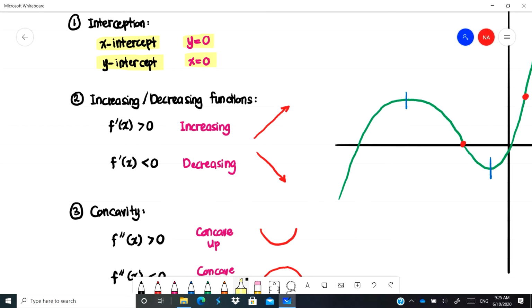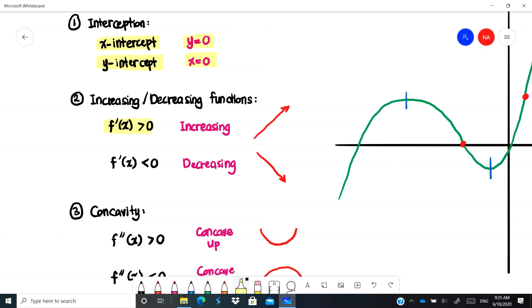Next, we're going to look at the slope of the function, whether it is increasing or decreasing. If f prime of x is greater than 0, which is a positive number, it is increasing, so the slope is slanting to the right. But if the first derivative f prime of x is less than 0, a negative number on certain intervals, then it is decreasing.